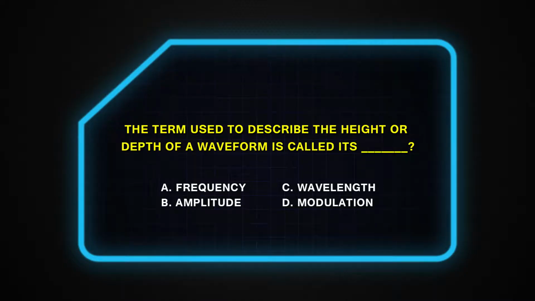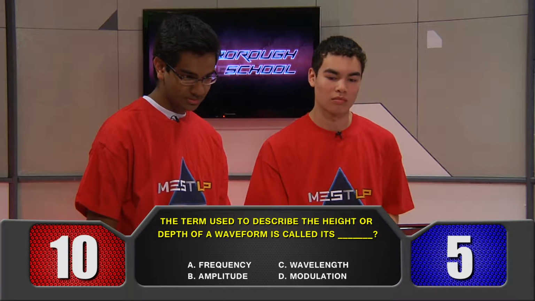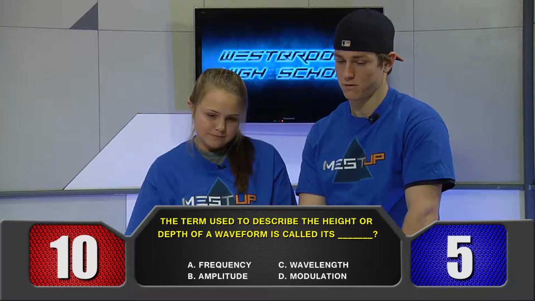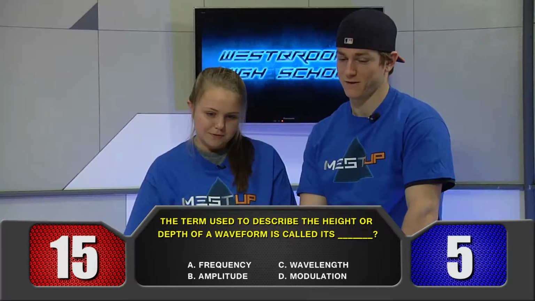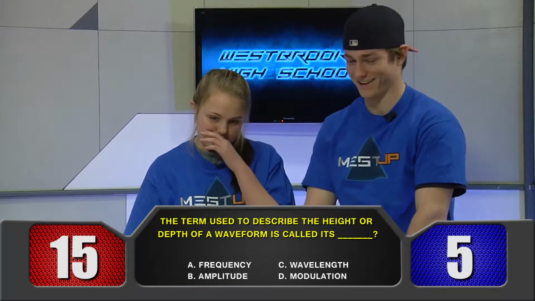The term used to describe the height or depth of a waveform is called its A, frequency, B, amplitude, C, wavelength, or D, modulation. Red team. B. That's correct. I thought it was A. Good thing I didn't click.